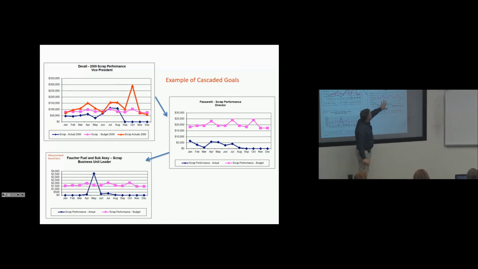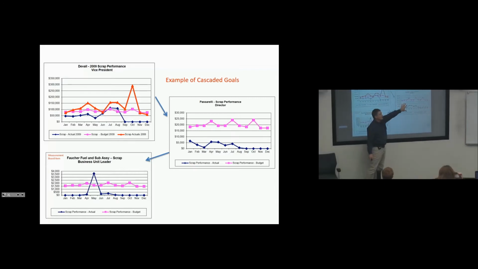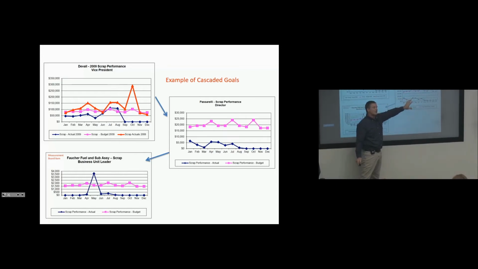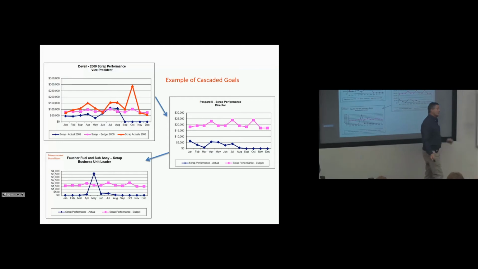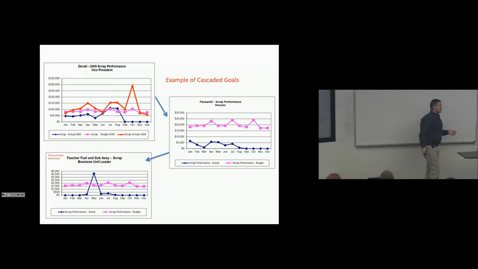This was a director of mine in one shop. There were 2 areas that had a director. Their 2 scores added up to my score. And this is a business unit leader that's running fuel and subassembly. And all the business unit leaders under this guy all add up to his score. So everything cascaded, and it all rolled up to a plant level. So at the end of the year, there should be no surprise whether we performed or didn't perform.